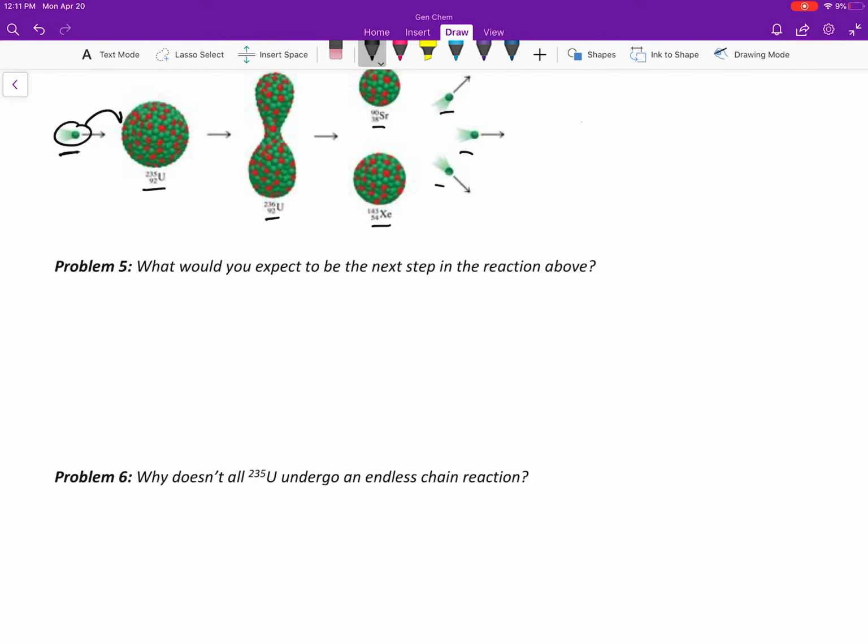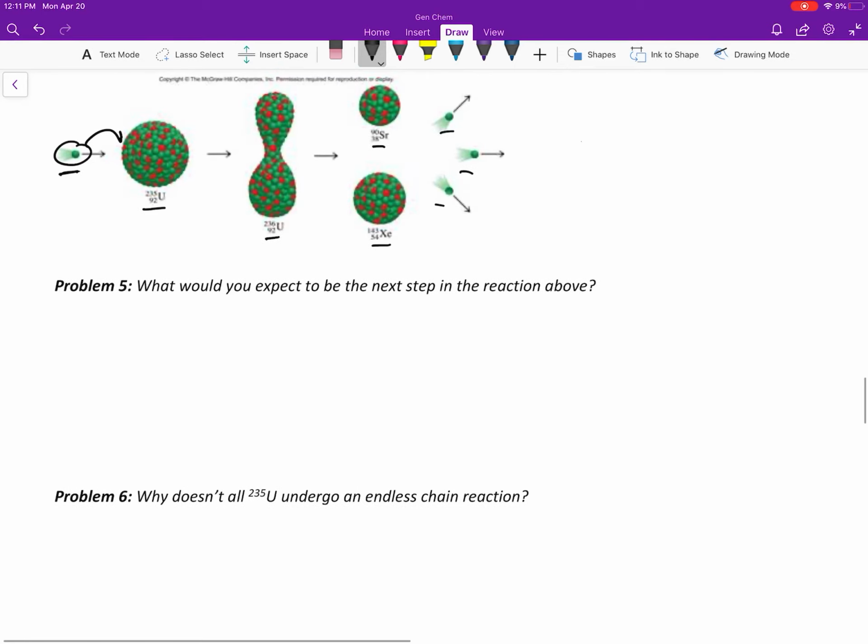So then this says, what would you expect the next step in the reaction to be? Well, the two particles, the strontium and xenon, are going to become 4. So strontium is going to break into 2, xenon is going to break into 2, okay? And then so on and so forth.